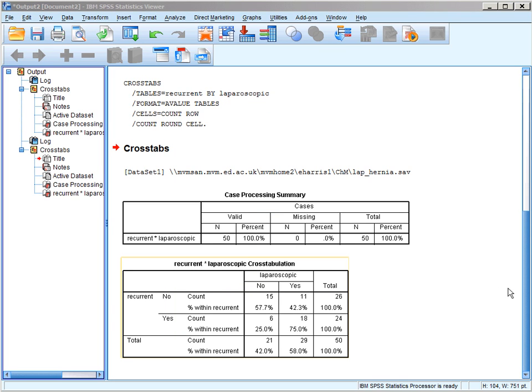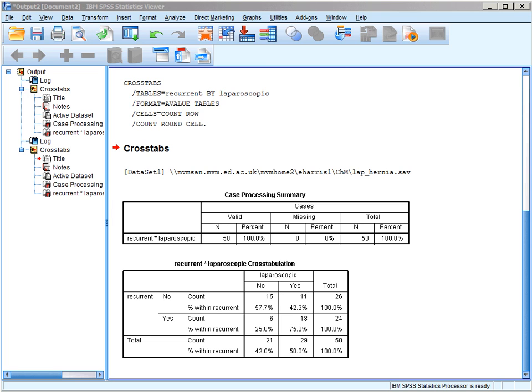So what does this tell us? Well, overall 58% of hernias were done laparoscopically, but if we look at recurrence, 75% of recurrent hernias were done laparoscopically, whereas only 42% of laparoscopic hernias were primary. So is there a significant difference between the proportions of laparoscopic hernias that were done between the recurrent hernias and the primary hernias? That's the question we want to answer.